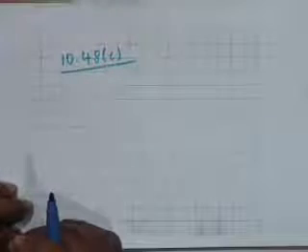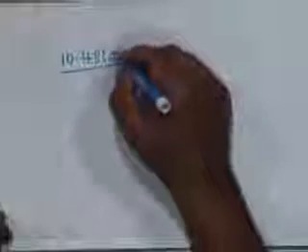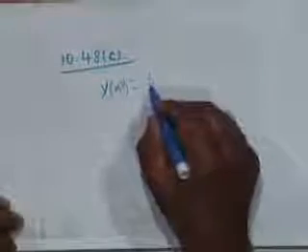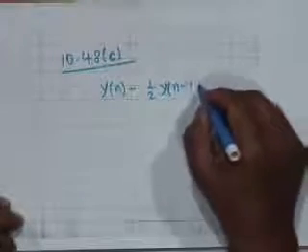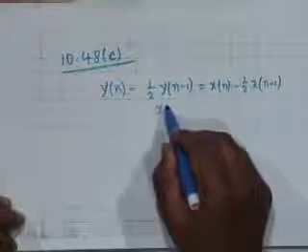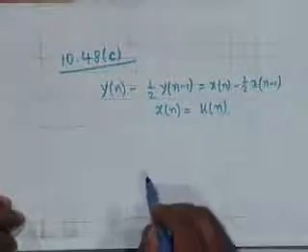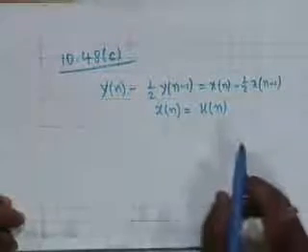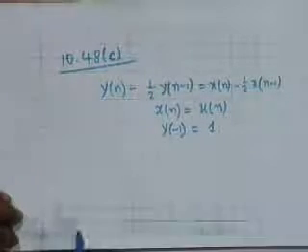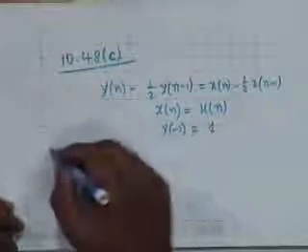The next problem that I take illustrates the application of the unilateral Z transform in solving linear constant coefficient difference equations. The equation that I take is y of n minus half y of n minus 1 equals x of n minus half x of n minus 1. x of n is given as u of n, and you require one initial condition because it is a first order difference equation. y of minus 1 is given as 1. So what we do is we take the unilateral Z transform, ULT, of both sides.